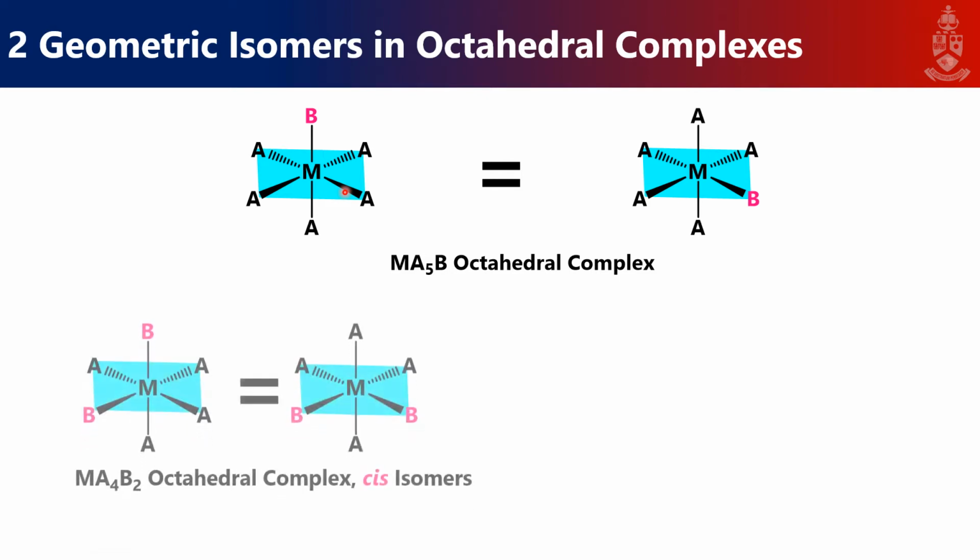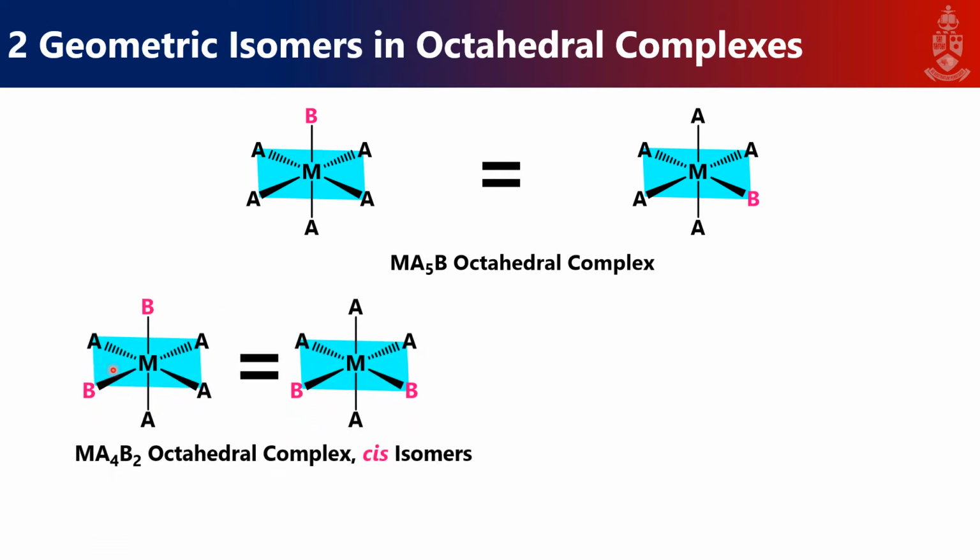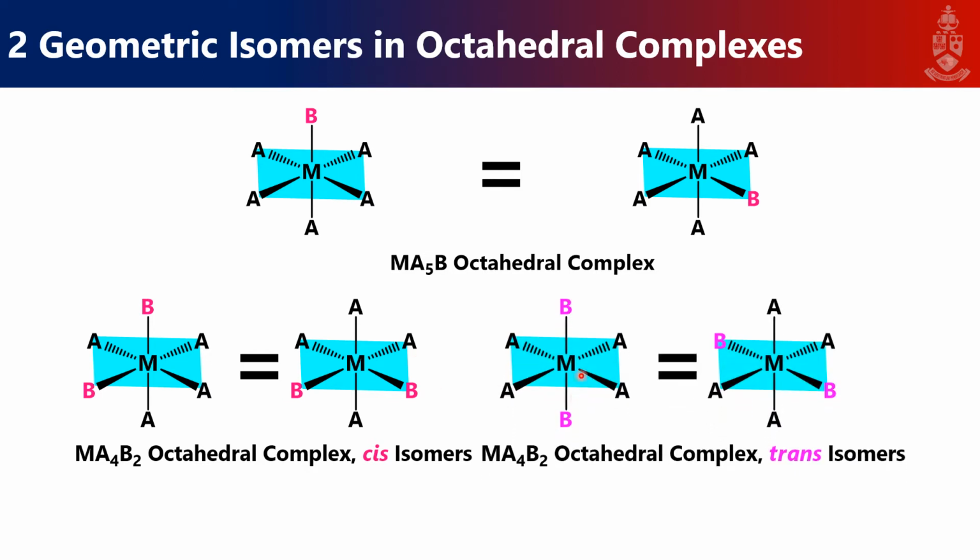But if we have 2 Bs, again, we can either have them separated by 90 degrees, or we can have them separated by 180 degrees. Great, so we can either have cis and trans complexes again in octahedral complexes as well. And of course, these A's and B's are assigned according to the atom that is bonded to the metal, and it depends as well on the type of molecule.